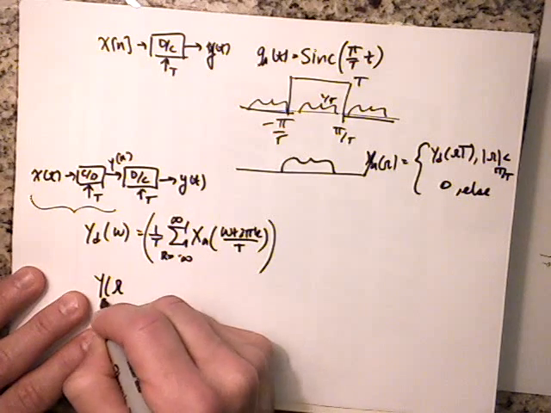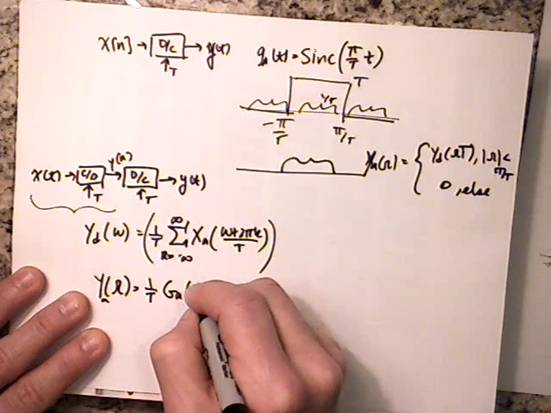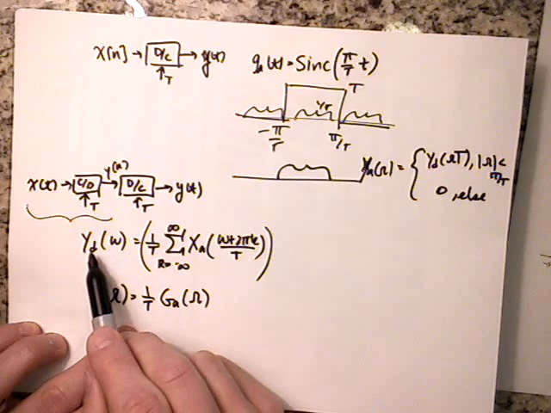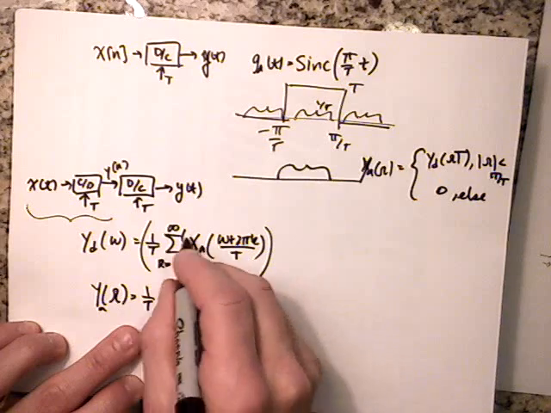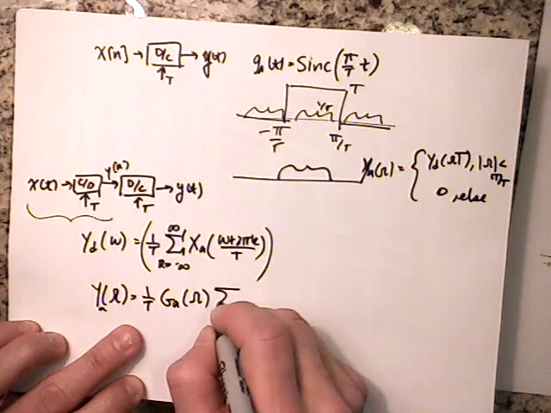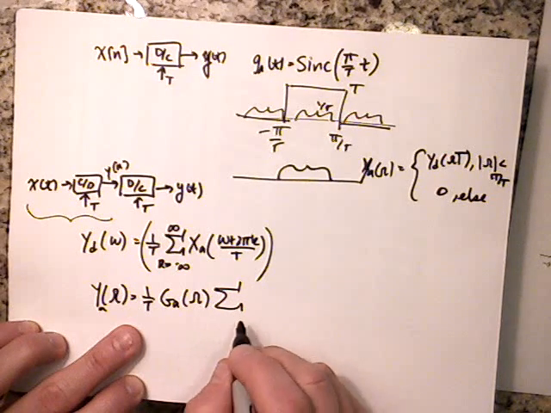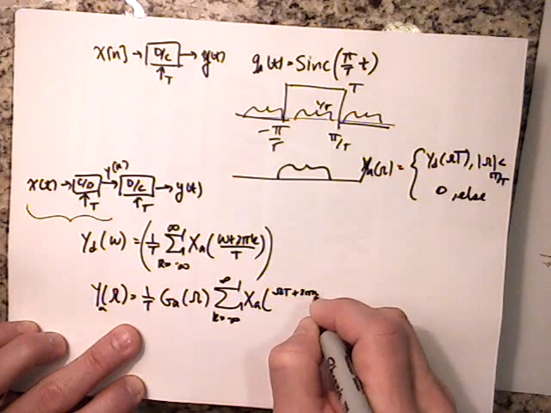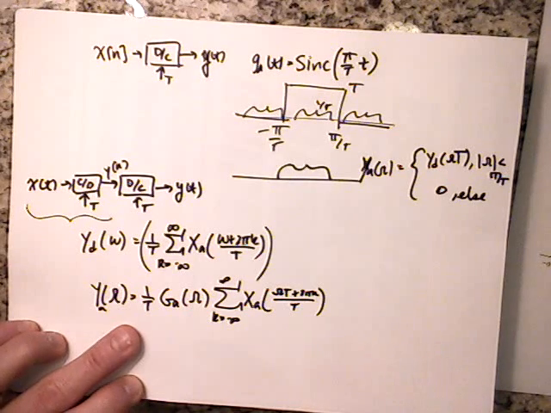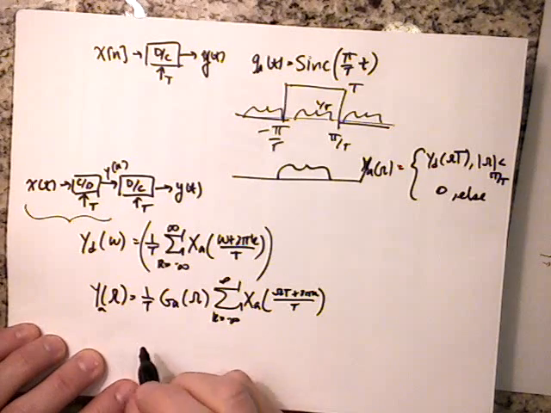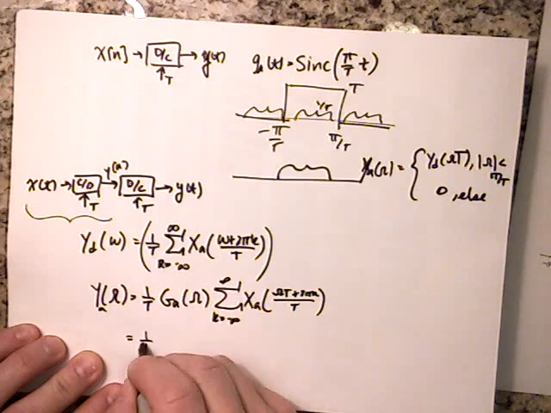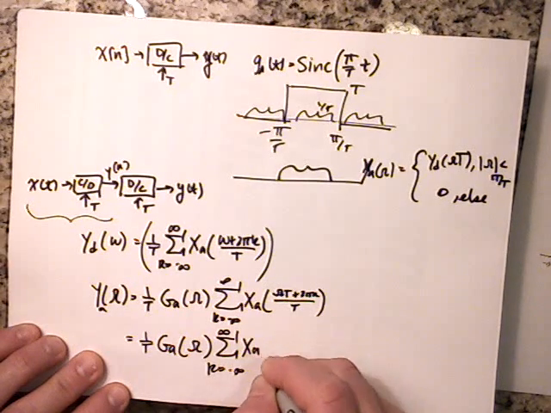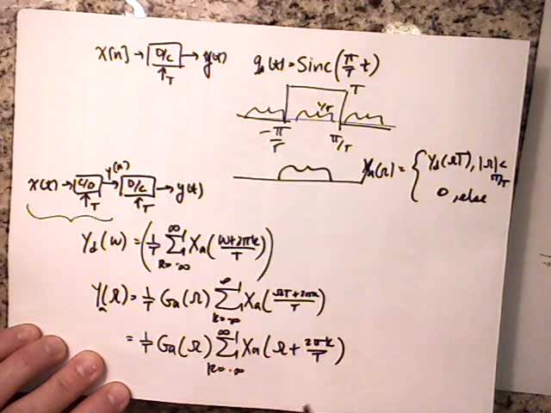And we know that Y_A of omega is 1 over T G_A of omega times Y_D of capital omega capital T. So I need to plug in this expression with little omega equal capital omega capital T. So this gives me 1 over T times G_A of omega times the sum of X_A of omega plus 2 pi k over capital T. So what does this say?